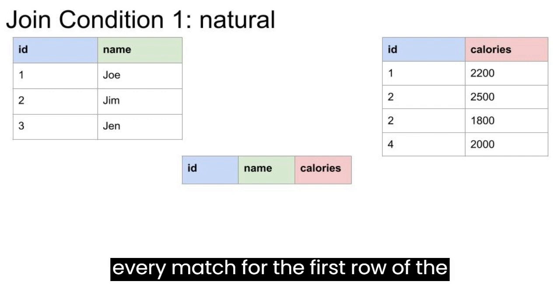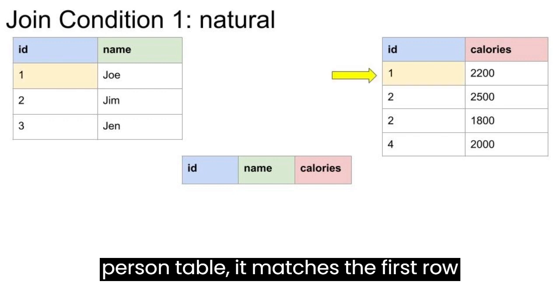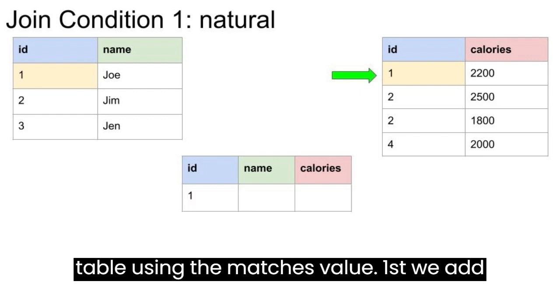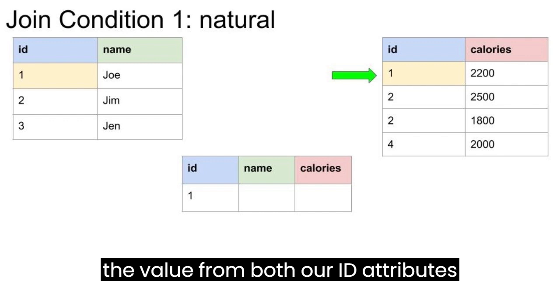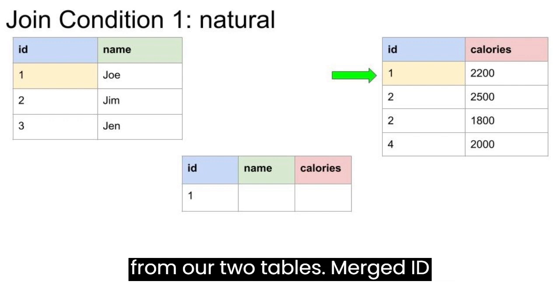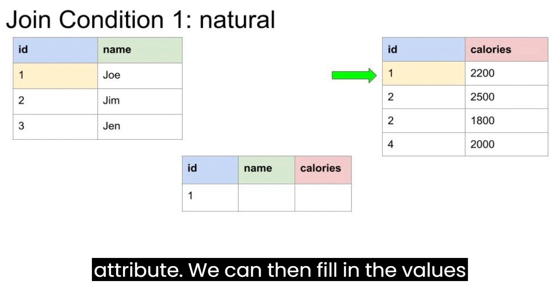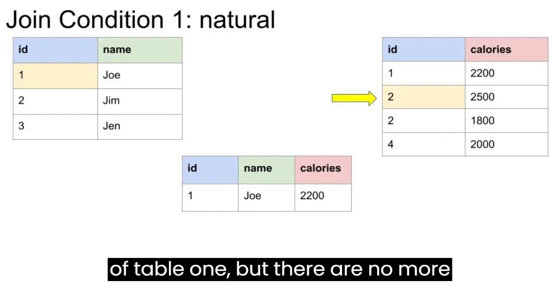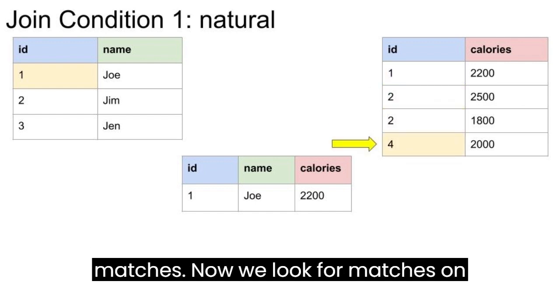Let's find every match for the first row of the person table. It matches the first row because they both have an ID of 1. We can fill in the first row of our join table using the matched values. First, we add the value from both our ID attributes from our two tables into our merged ID attribute. We can then fill in the values for our uniquely named attributes. We now look for other matches for the first row of table 1, but there are no more matches.